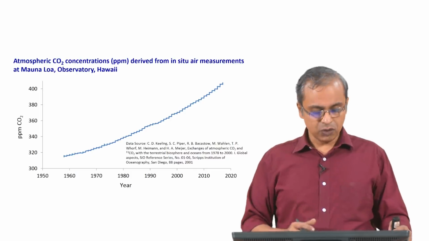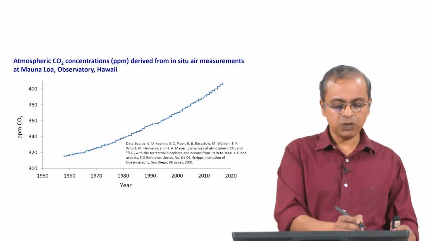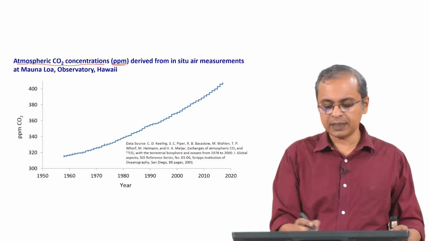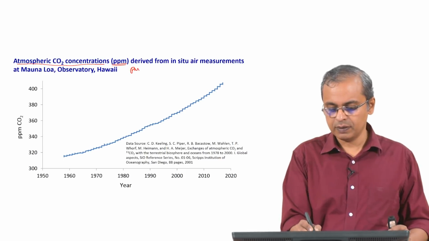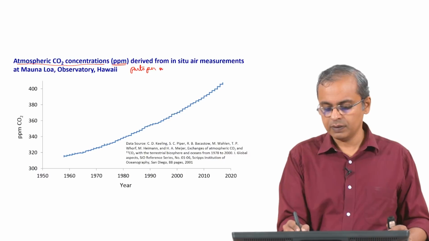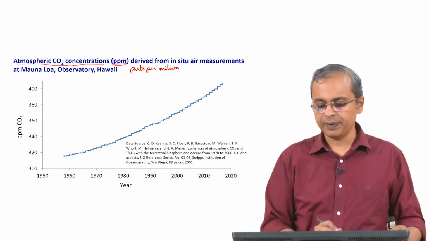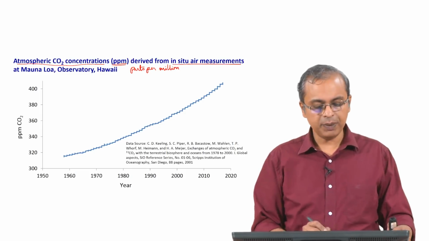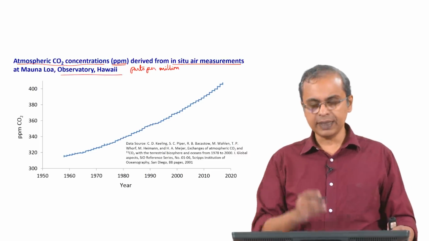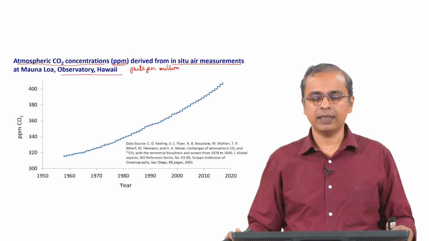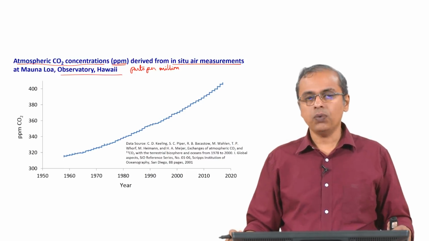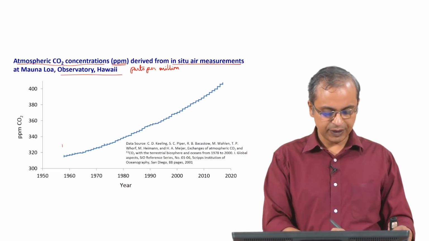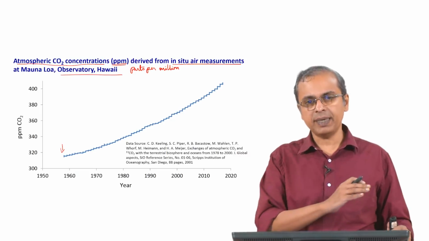Now, we look at some data. This data is actually based on atmospheric CO2 concentration in parts per million. ppm is parts per million. Okay. So, this is derived from in situ air measurements from an observatory in Hawaii. So, they take measurements of the air and they look at the CO2 concentration in air. Now, this is a measurement that has been going on from sometime in the 1950s. Okay, so, sometime in the 1950s onwards this has been going on, and they have systematically collected data.